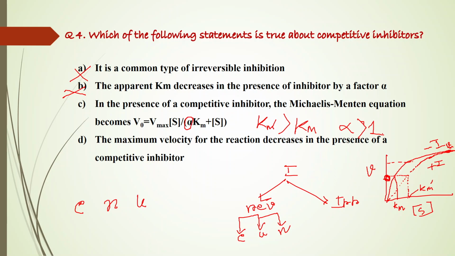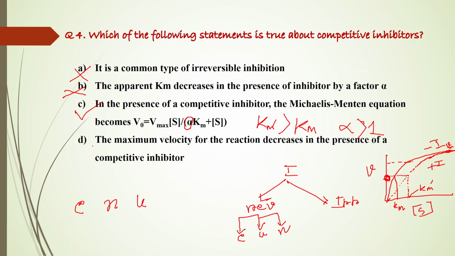So this statement that the Michaelis-Menten equation changes by this parameter is actually a true statement. In presence of competitive inhibitor, instead of Km only, the whole equation becomes alpha Km because of the increase of the Michaelis-Menten constant value. So our third option that is given here is actually correct.